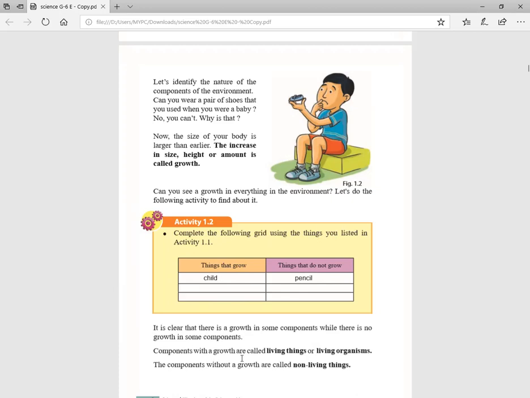Components with growth are called living things or living organisms. The components without growth are called non-living things. Now do you understand? They are living things and they are non-living things. It means they are the things that grow and the things that do not grow.